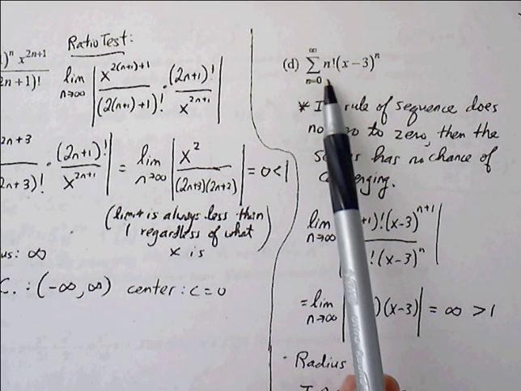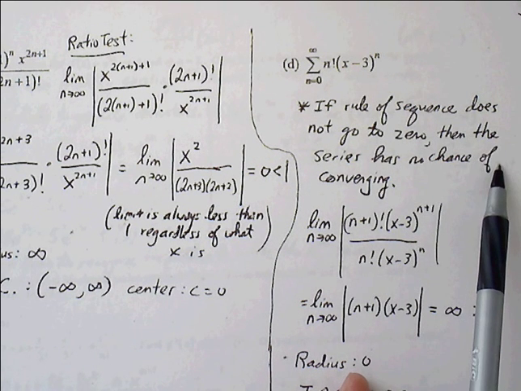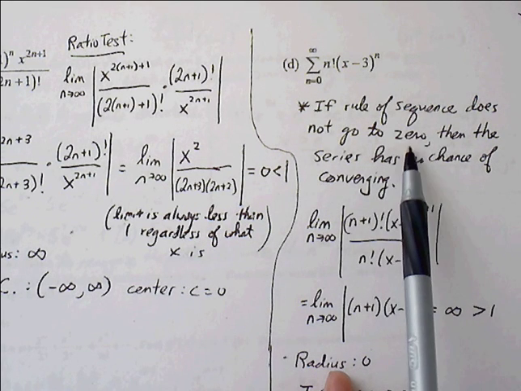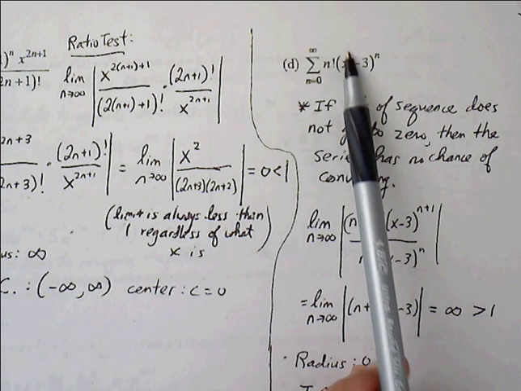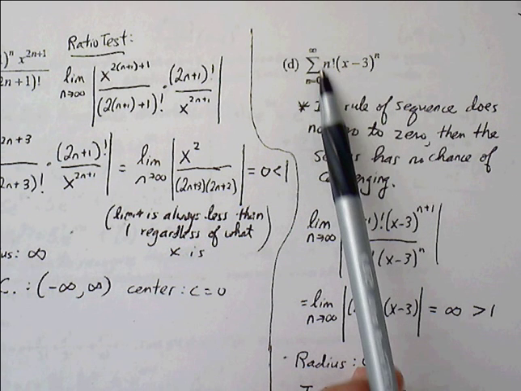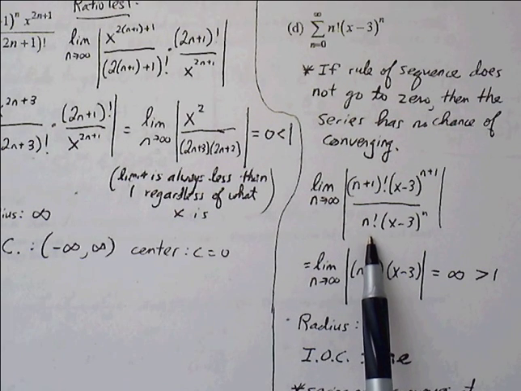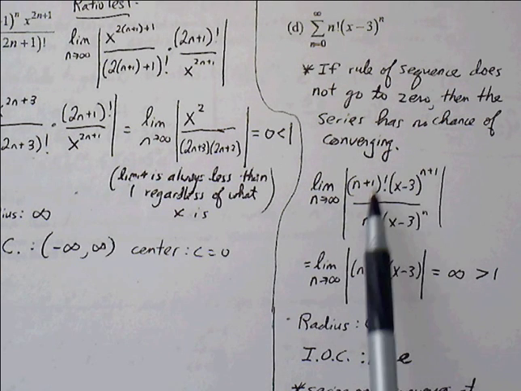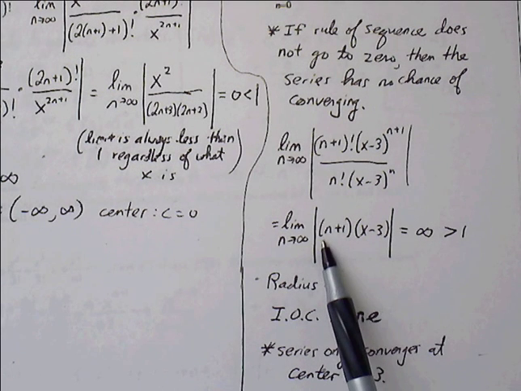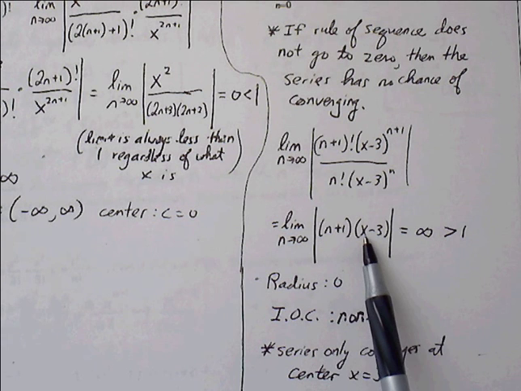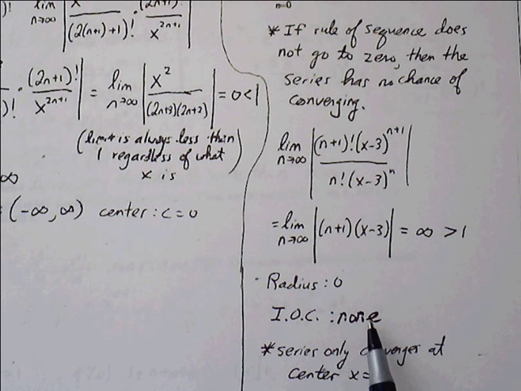Okay, part D, summation of n factorial, x minus 3 to the n. Just to note here, if a rule of sequence does not go towards 0, then the series basically has no chance of converging. With n factorial, there's nothing in the denominator, so this expression is just going to go directly to infinity. We can go through and test using the ratio test, and when we do that, we can also confirm that there's no way that this will converge. No matter what the x value is, this will always go to infinity. Infinity is greater than 1. There's radius of 0. There's no interval of convergence.